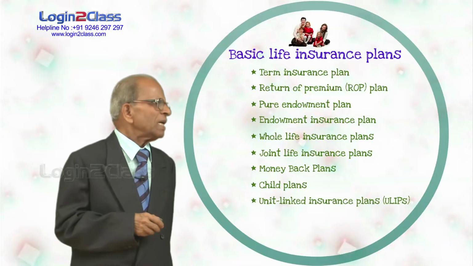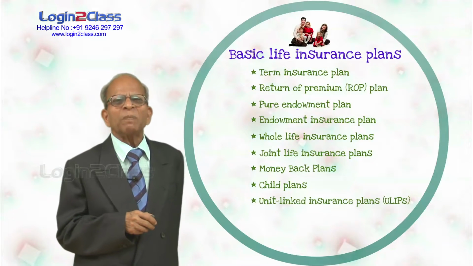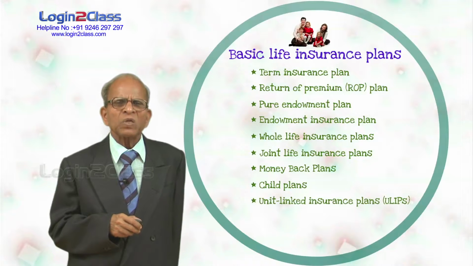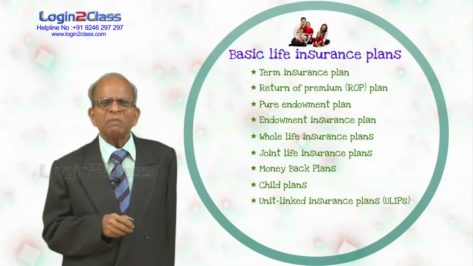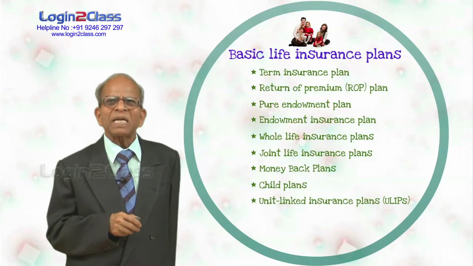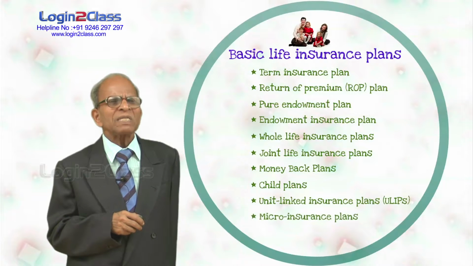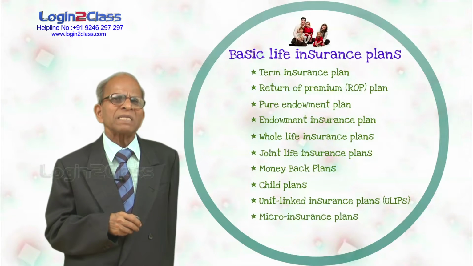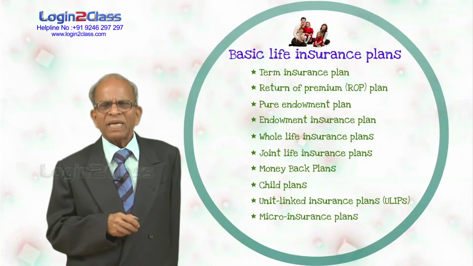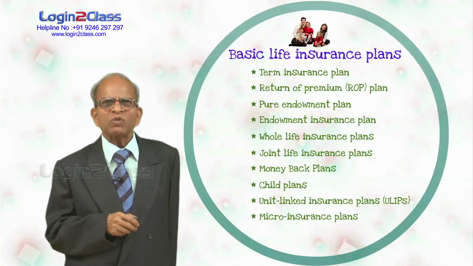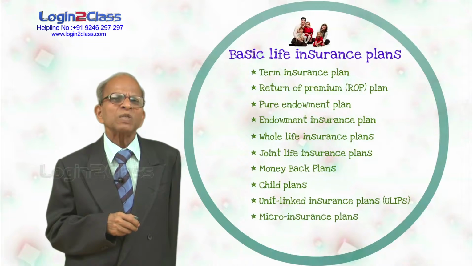So this is about a unit linked insurance plan or ULIPs. ULIPs are very popular now. This will be good as long as the share market is okay. If something goes wrong there, we will be disappointed. Then micro insurance plans. Micro insurance was recently introduced some 6-7 years back. IRDA wanted micro insurance plans to be introduced. What are these micro insurance policies?